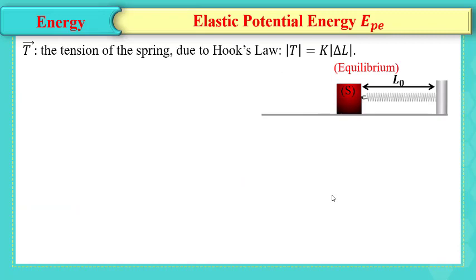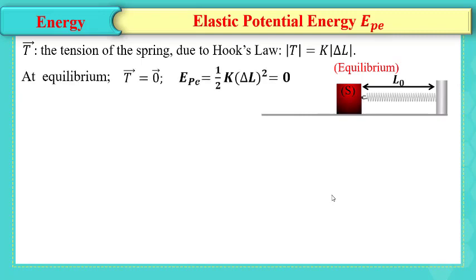A force of tension is applied to this spring. Due to Hooke's law, the absolute value of T is given as K times the absolute value of delta L. At equilibrium, the tension is 0 and the elastic potential energy, half K delta L squared, is 0 since there is no elongation, no compression.